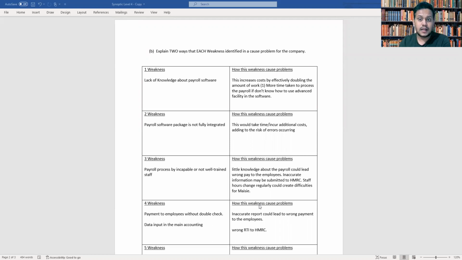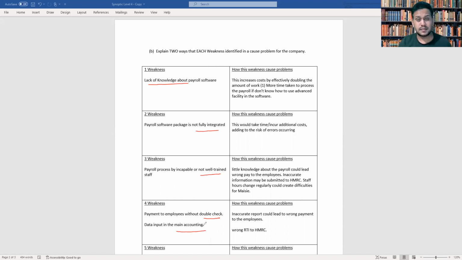For example, if we try to discuss what the weakness is, it is the lack of knowledge of the payroll software. Then the payroll software package is not fully integrated, payroll process staff are incapable or not well trained in this step. Then the department payment to employee, the double check, data input in the main accounting system, this sort of thing you can write, to be honest.